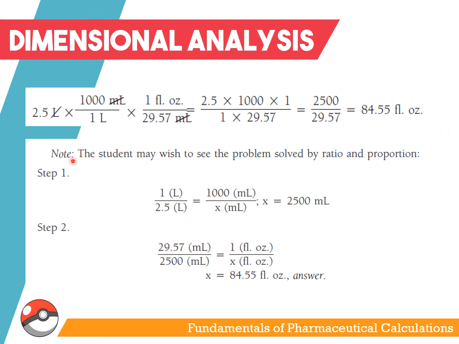So there's a note that the student may wish to see the problem solved by ratio and proportion. So this means that there is no single solution to every problem. You can have different approaches, and you will ultimately arrive at the same answer. So you can have 1 liter over 2.5 liters is equal to 1000 ml over x. Okay, so the answer is 2500 ml, and then use this, and the answer is the same, 84.55 fluid ounces.